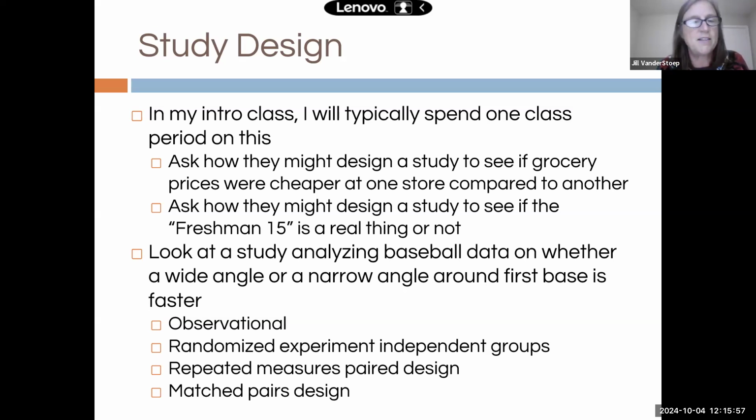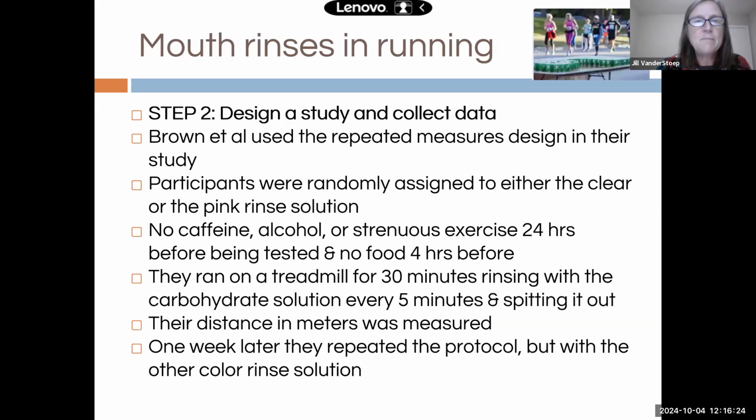Again, how would you do that as an observational study, a randomized experiment with 2 independent groups, one with the wide angle, one with the narrow, or the same runner with a repeated measures design, or matching runners of similar abilities and randomly assigning one to the wide angle and one to the narrow? I do take a full day on this, and we talk a lot more about the different study designs. But let's get back into our running data.